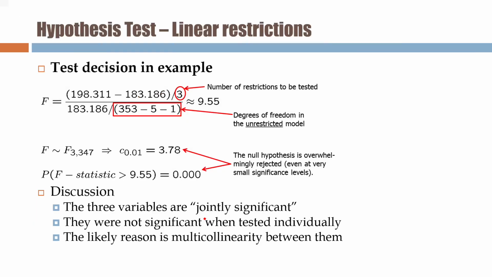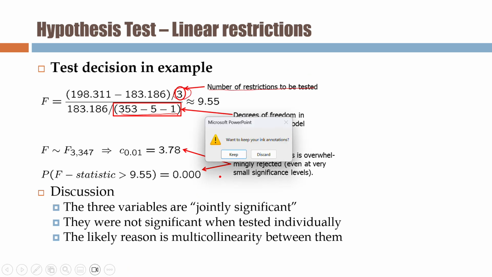The same way you can consider the degrees of freedom of the unrestricted model. This is the number of restrictions to test, and then you look up the F table. I will show you the F table.